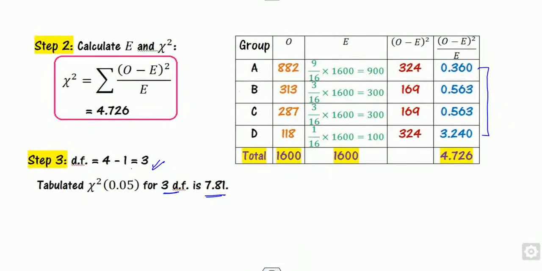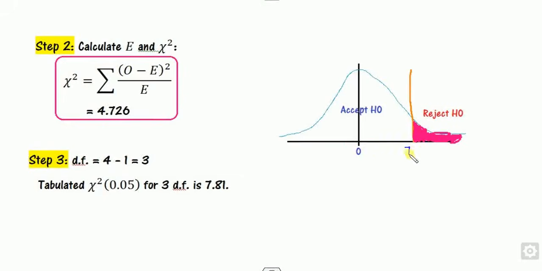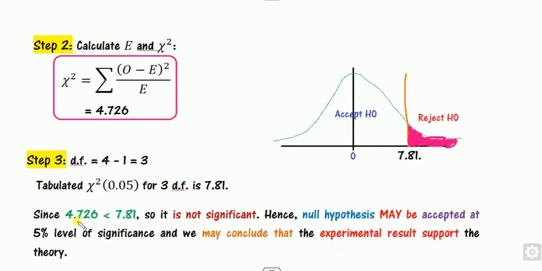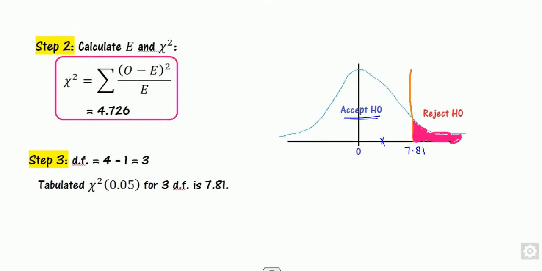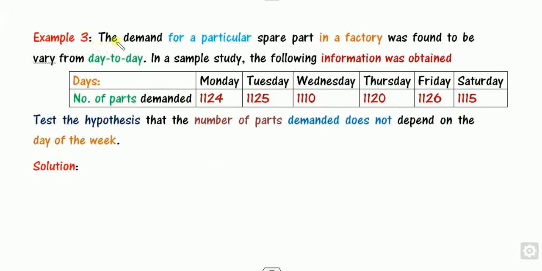Now you can draw the graph. This value is my 7.81. Now look at this value, it lies here. So what do you conclude? You will accept the H naught. Since this value lies here, it is not significant. So hence the null hypothesis may be accepted and we may conclude that the experimental results support the theory. This is the theory. Look, one more example is there.